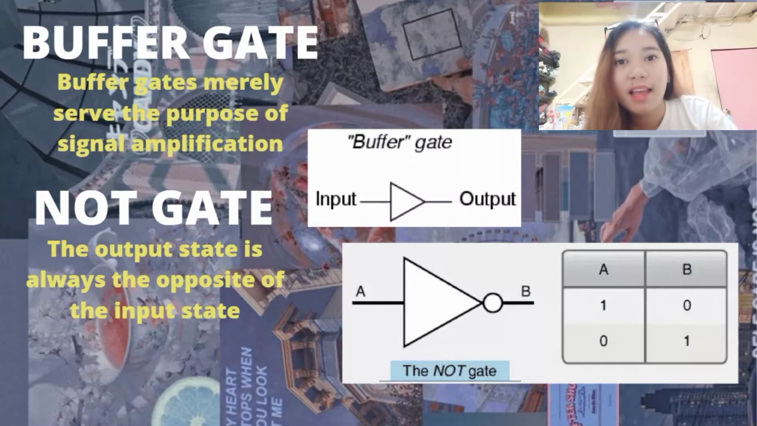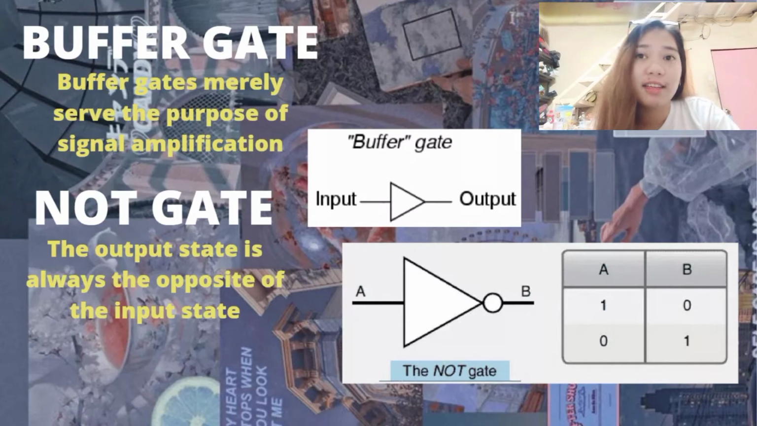That's it. Next is the NOT gate, the last one. In a NOT gate, the output state is always the opposite of the input state. The NOT gate is a Boolean operator with only one variable that has the value 1 when the variable is 0 and vice versa.